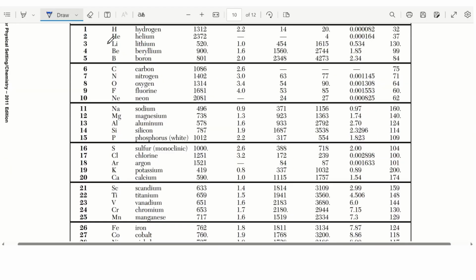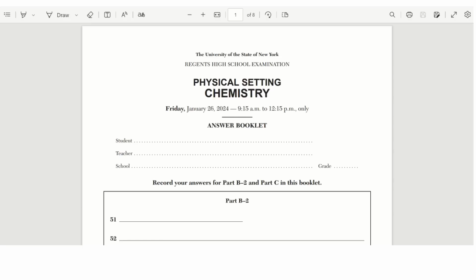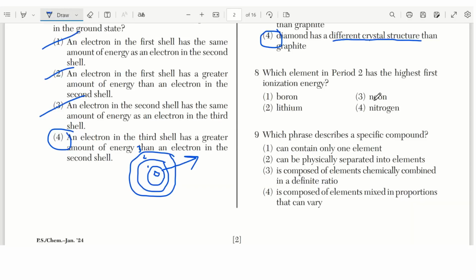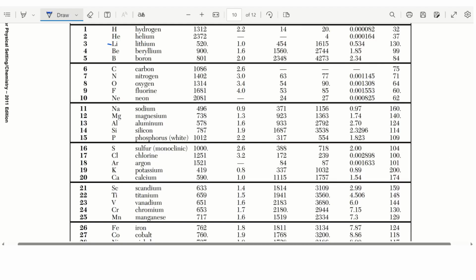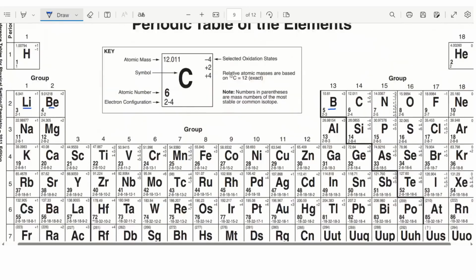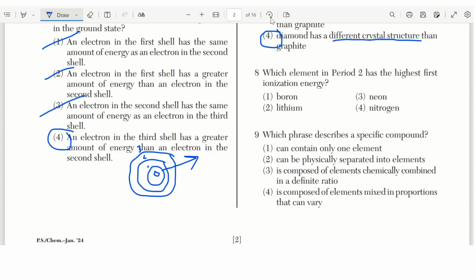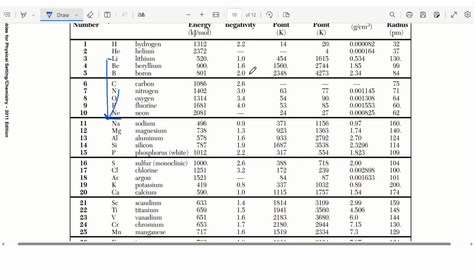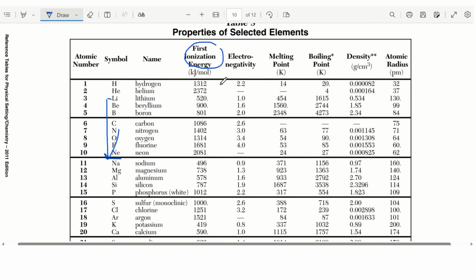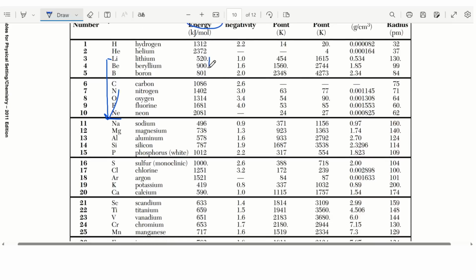All right, so here we go. We start here. Here's where period 2 starts. And where does period 2 end? It starts with lithium and ends with neon. So from lithium to neon. So this is all period 2. Okay, so if I go back to the question, has the highest first ionization energy. So first ionization energy right here is this column. So I'm looking at these numbers, right? Which one is the highest? Well, it's obviously this one.